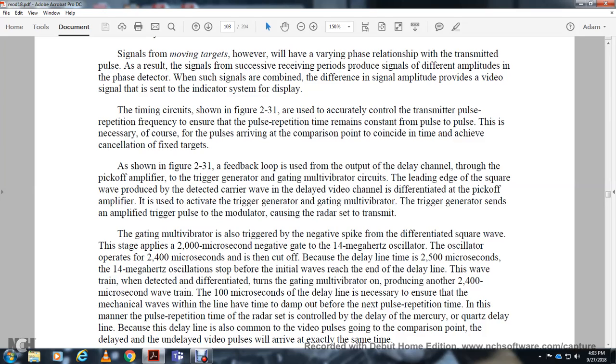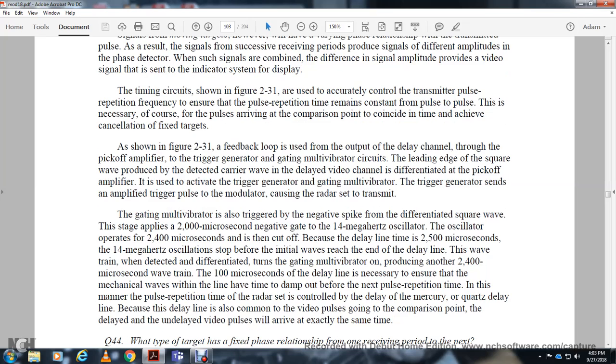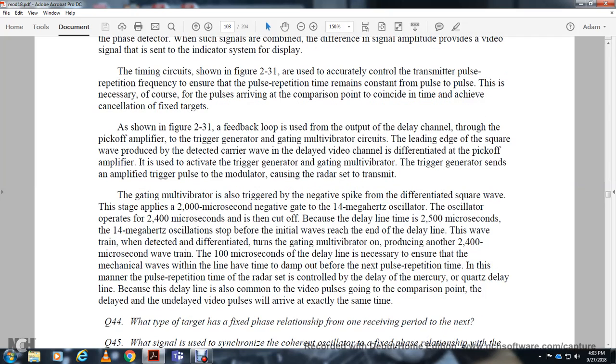The timing circuit ensures the pulse repetition time remains constant, so that the pulses arrive at the comparison point to coincide in time to achieve the cancellation of fixed targets, as shown in figure 231. The feedback loop achieves the output through the delay channel and the pick-off amplifier with the trigger generator, a multivibrator circuit producing a square wave from the leading edge. The detector carrier wave video channel is differentiated by the pick-off amplifier and activates the trigger generator. The trigger generator sends the trigger to the pulse modulator, which then calls the radio transmitter.